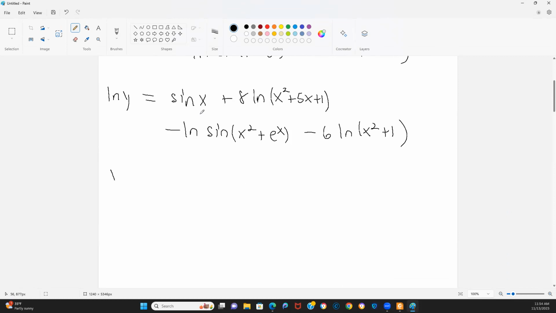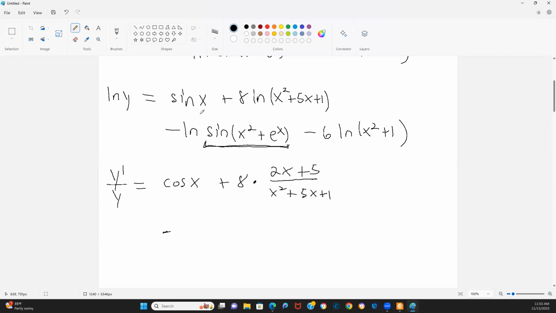All right, so now when you differentiate this, you get y prime over y, and this will be equal to cosine of x plus 8 times (2x + 5) over (x squared + 5x + 1). This is multiply 8 times this fraction, and then minus, let me do it again on the next line, minus the derivative of this. So it'll be the derivative of this over itself. So we had to use the chain rule first.